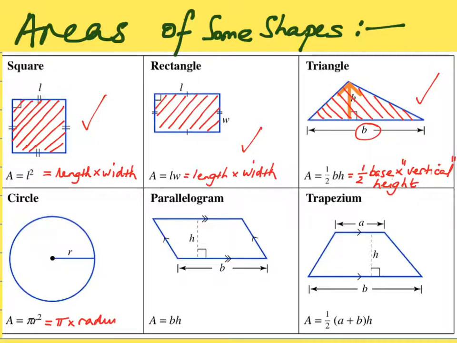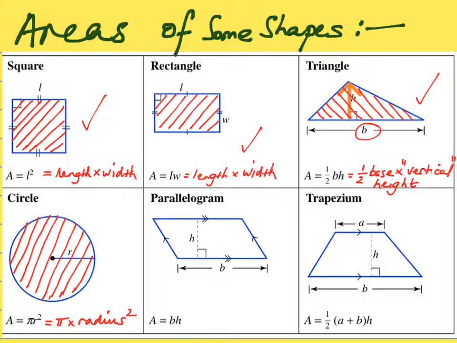Circle. Now that's equal to pi times the radius squared, where the radius is the distance from the centre of the circle to the outside. It doesn't matter which direction you go, as long as you go in a straight line, you'll always get the same length for the radius, and you get that space inside. Very good. I think we're happy with the circle now.